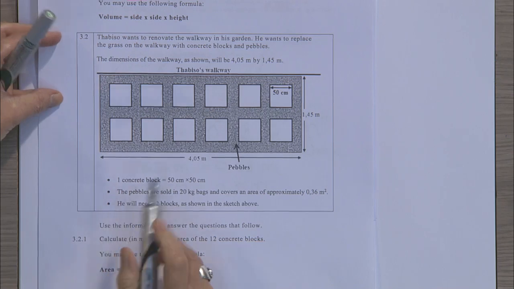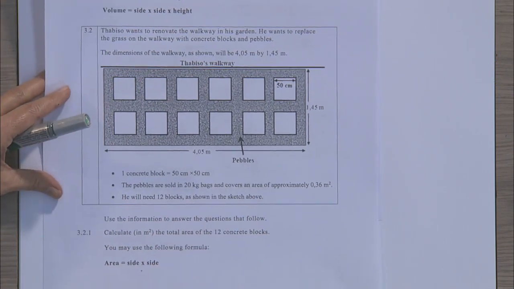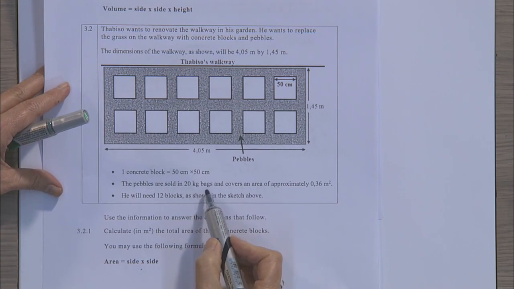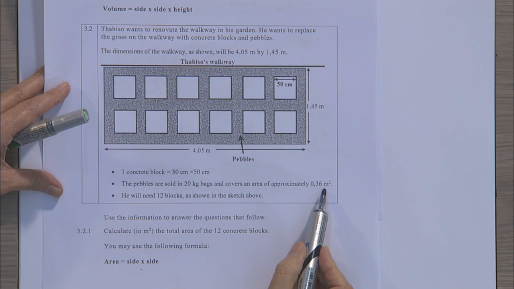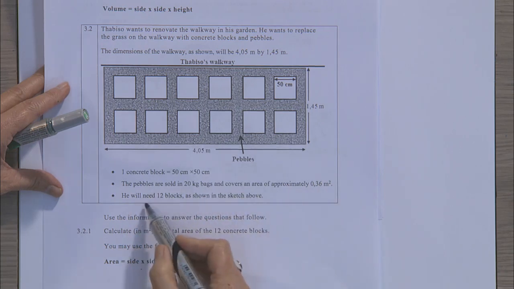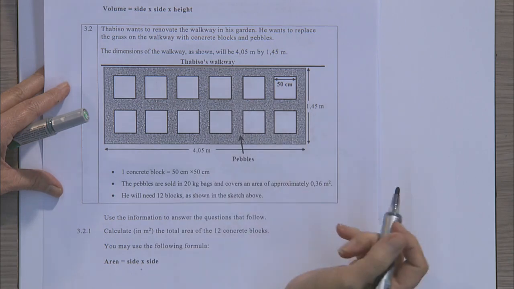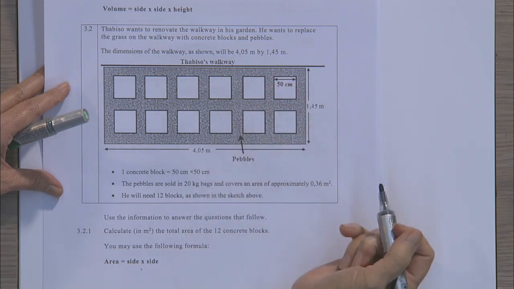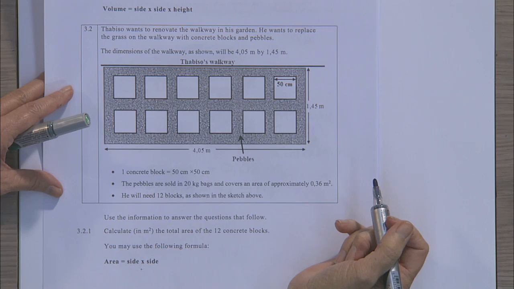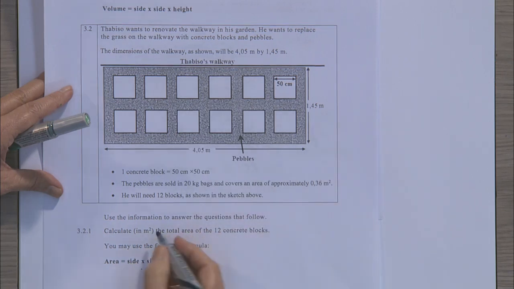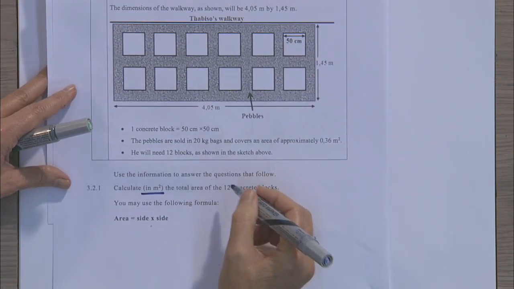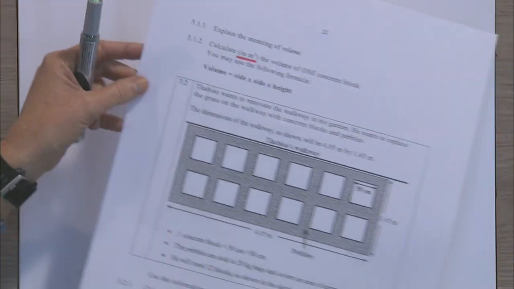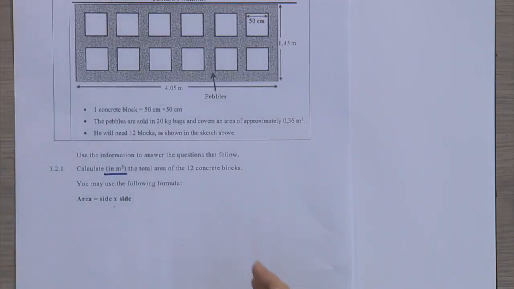One block is 50 centimeters by 50 centimeters. They give you another important information. The pebbles are sold in 20 kilogram bags and cover an area of approximately 0.36 meters squared, and he will need 12 blocks as shown in the sketch. So then the 3.2.1, calculate in meters square. Again, they are guiding you the total area of 12 concrete blocks. So they want the area of 12 of these concrete blocks.